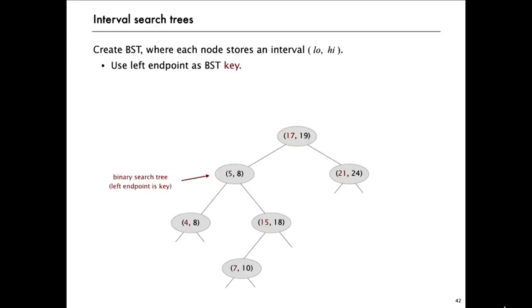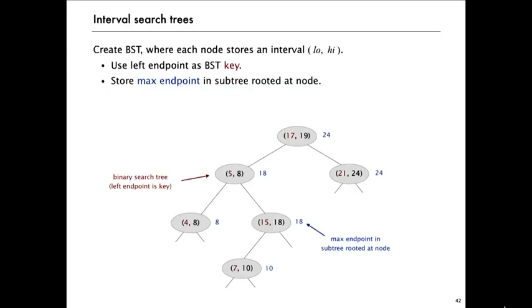This is the binary search tree that's built from those 6 intervals in our example. 17, 19 is at the root, so everybody with a left endpoint less than 17 is to the left, and everybody with a left endpoint greater than 17 is to the right, and so forth. So that's a binary search tree built from those intervals. That's easy. Just build a binary search tree, using the left endpoint as the search key.